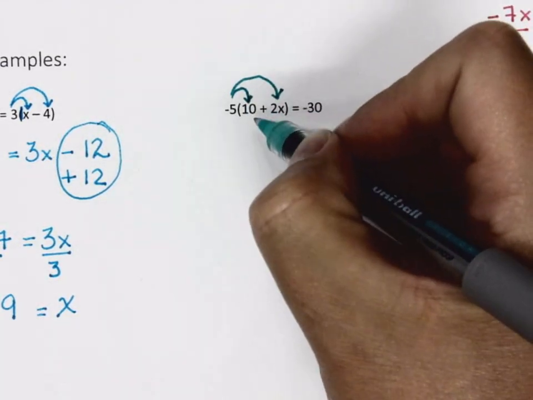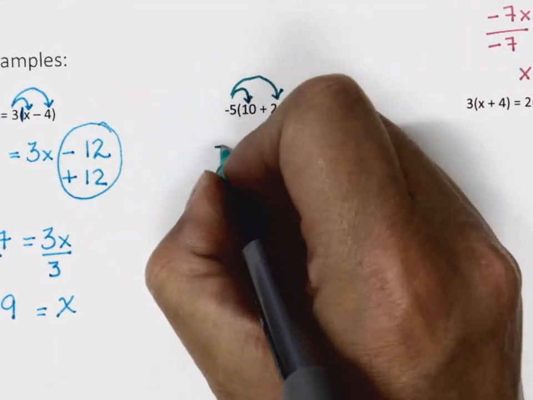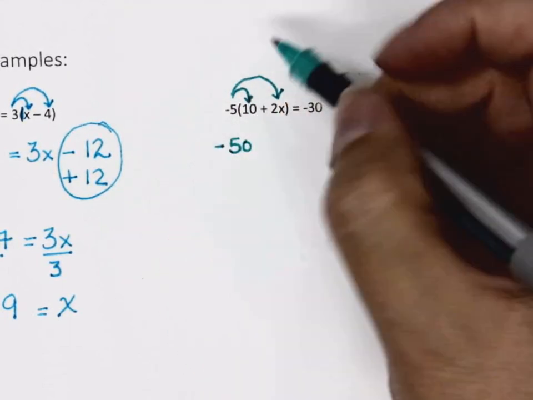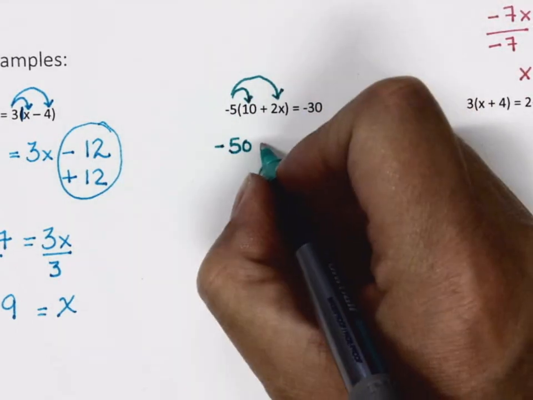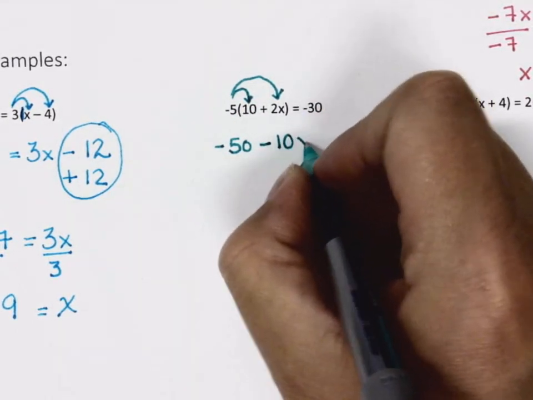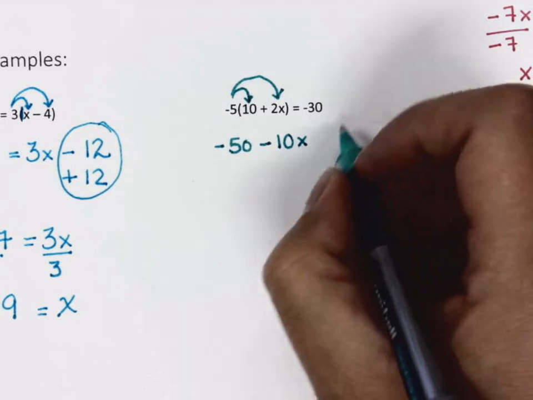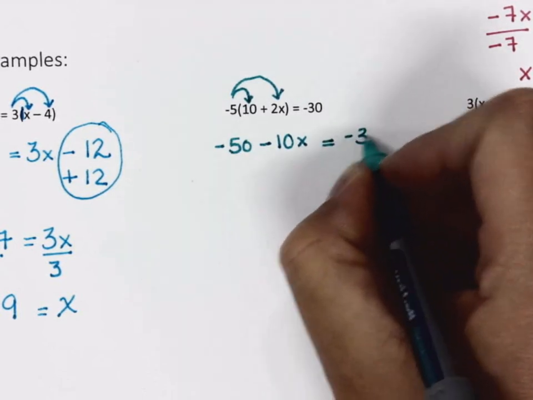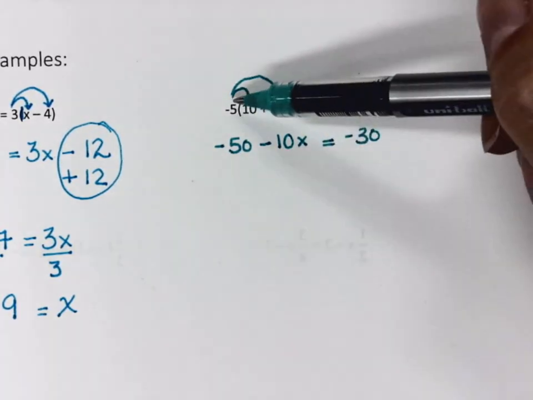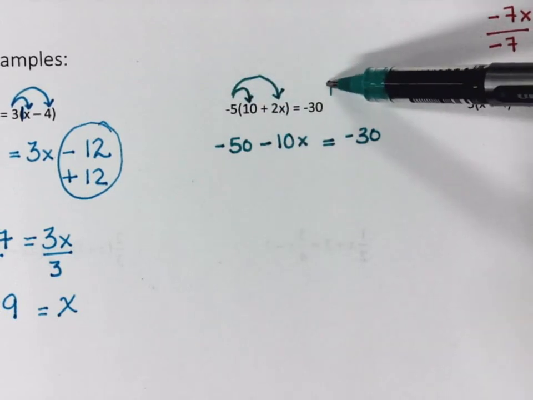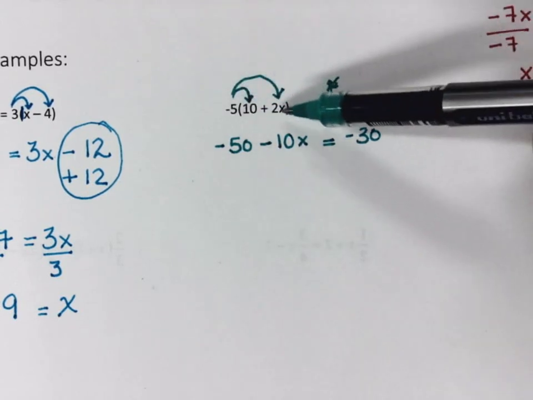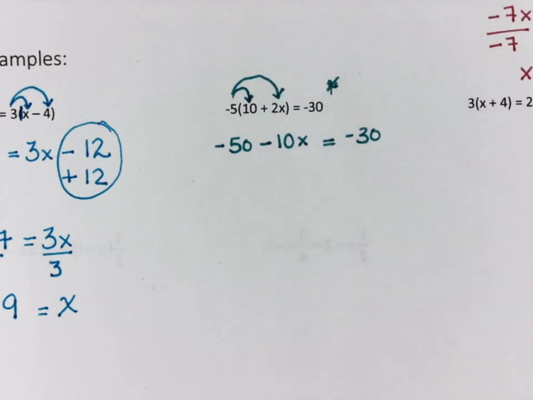So -5 times 10 is -50. And then a -5 times a positive 2x is going to be -10x, and we're going to write that as a subtract sign. And that's equal to -30. So you only distribute into the brackets. You do not hop it to the other side. That's bad, oh bad. You just multiply that into the brackets.